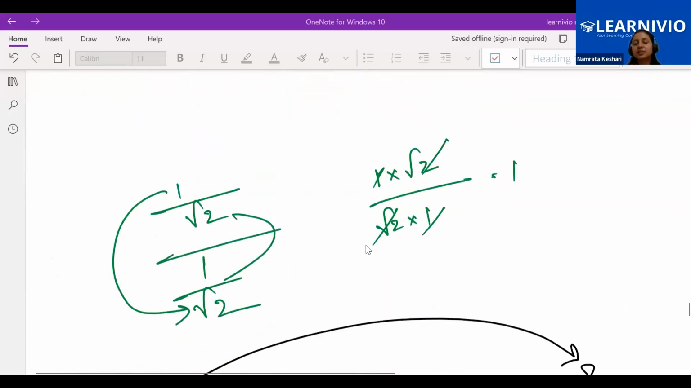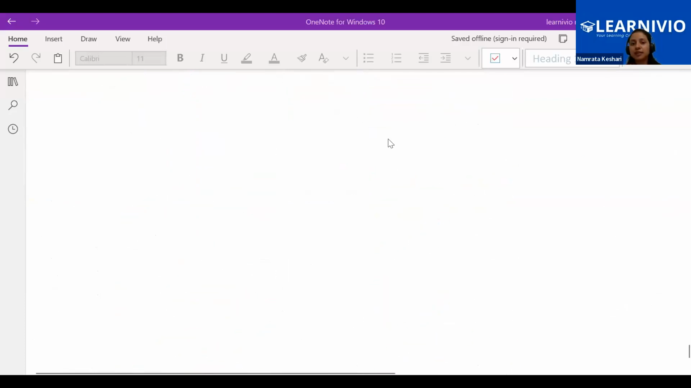In the previous class we were discussing word problems, and today also we will be proceeding with that only. So one of the questions which we were about to discuss in the previous class was this question.